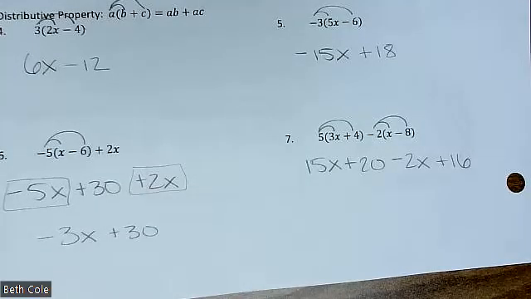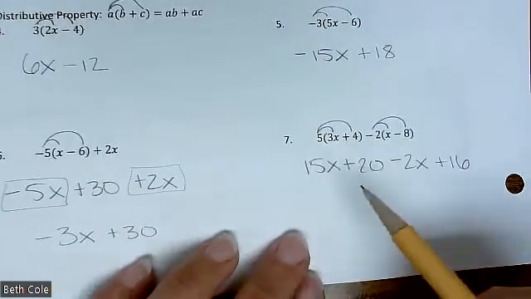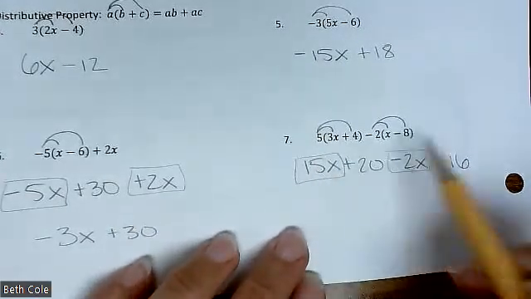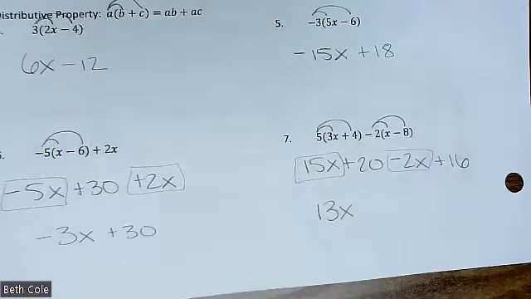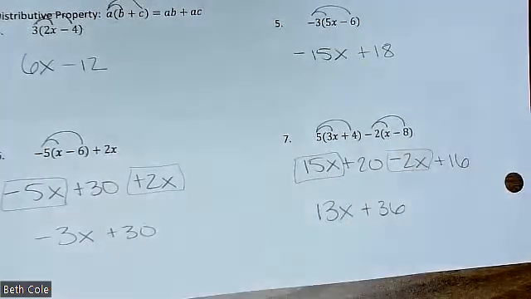And then you put the like terms together. So which two are going to go together? Yeah, good. So 15 minus 2 is 13, so 13x. And then the 20 and the 16 go together as well, so that'll be plus 36. Did you get it right? Thumbs up.